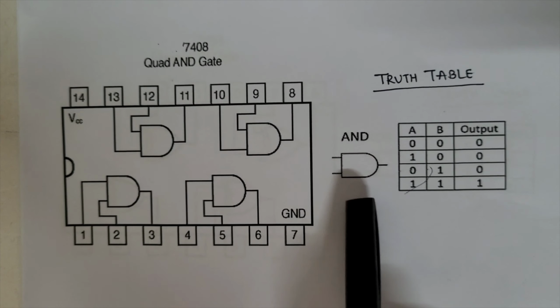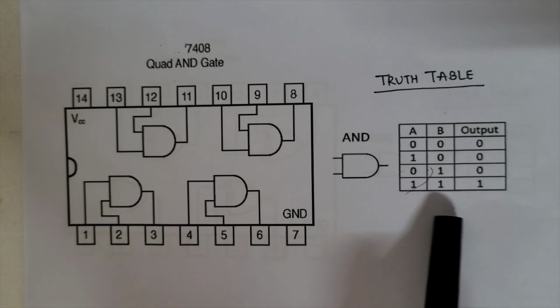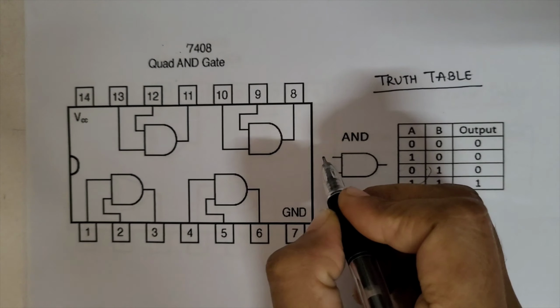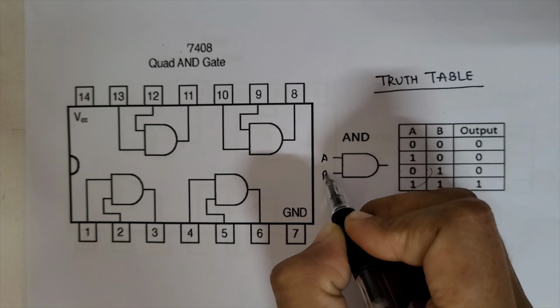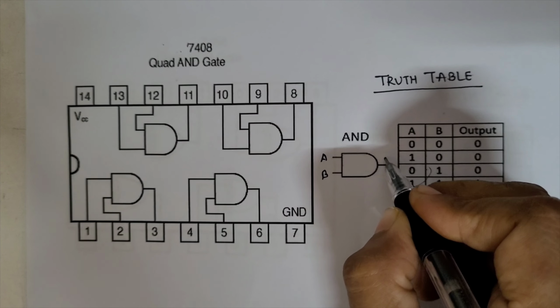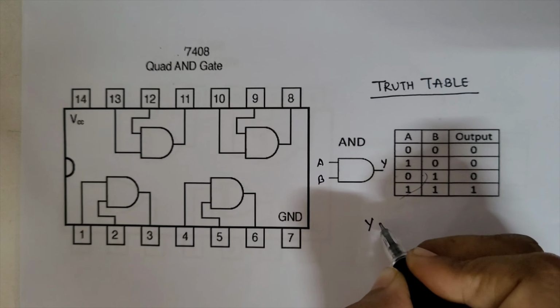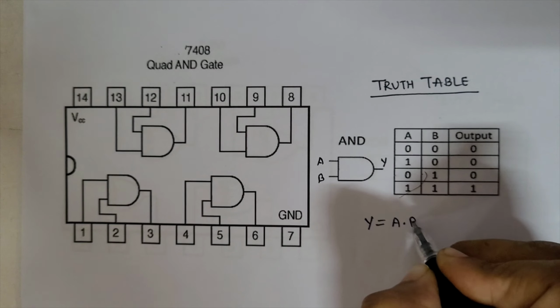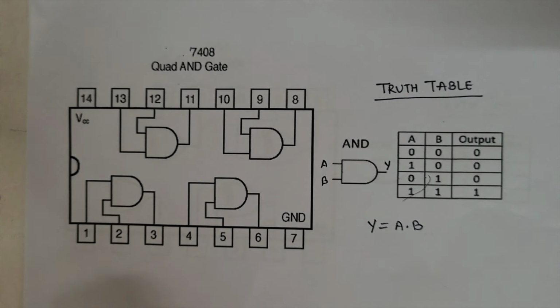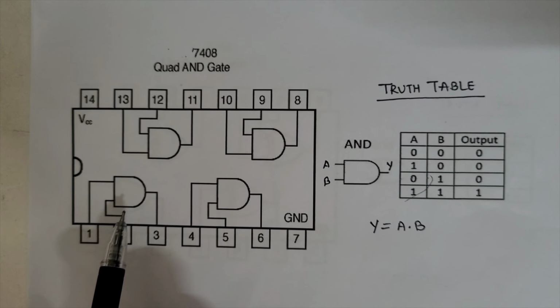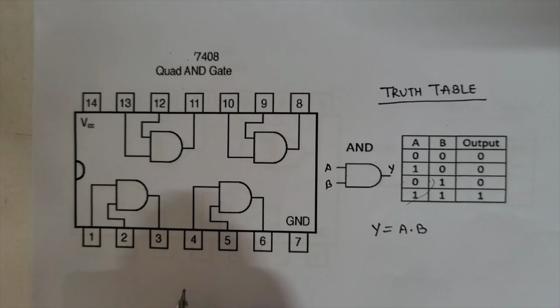You can see this is the symbol of the AND gate and this is the truth table of the AND gate. For the truth table we have A, B as input and the output I will consider as Y. So the output is equal to A into B for the AND gate. Now we will be verifying using this IC on the universal breadboard system.